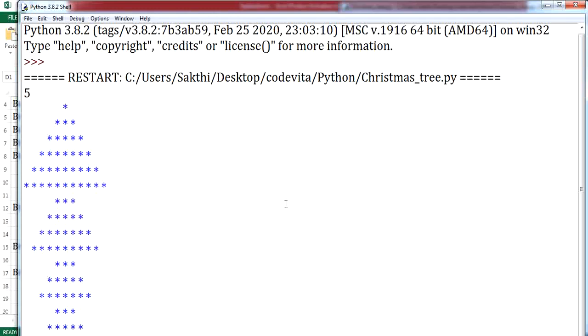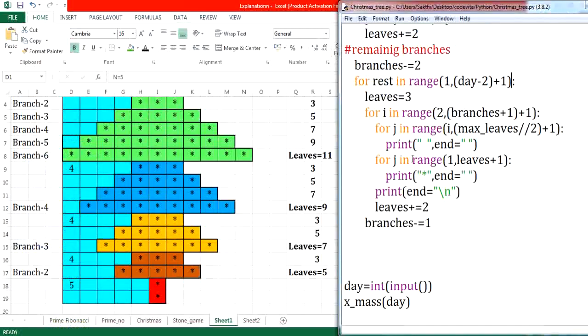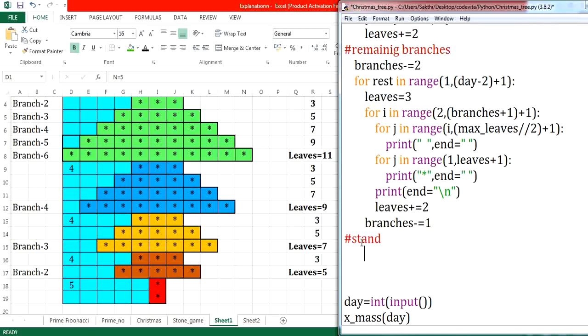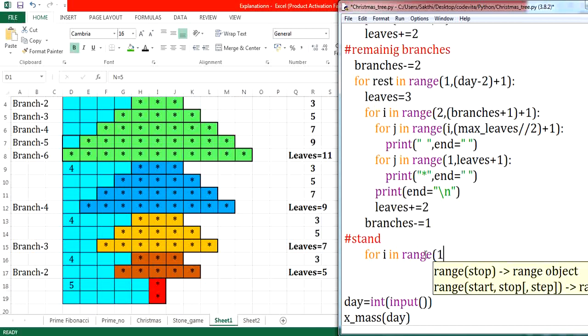Now the only one task pending is to generate the stand for this Christmas tree. We'll write logic for your stand. So let me write a comment line here: stand. Here we are going to write logic for your stand. So for i in range. The same thing we are supposed to consider here. I am supposed to give spaces and then my stand should be generated. How many spaces should be there? 5 spaces. So let me write the condition for range in 1, comma.